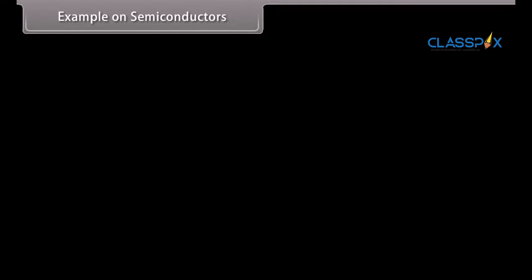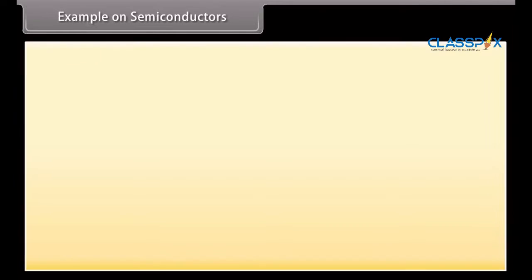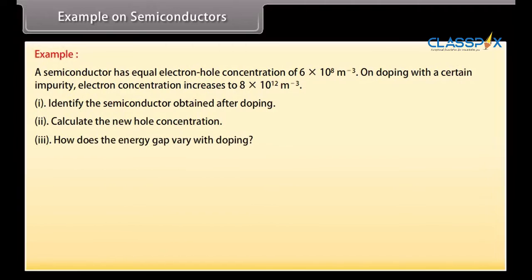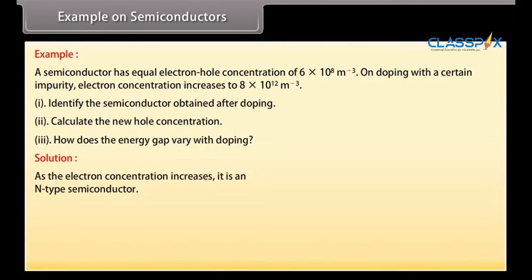Example on semiconductors. Let's take an example on semiconductors. A semiconductor has equal electron-hole concentration of 6 × 10^8 per meter cube. On doping with a certain impurity, electron concentration increases to 8 × 10^12 per meter cube. Let's see the solution. As the electron concentration increases, it is an N-type semiconductor.